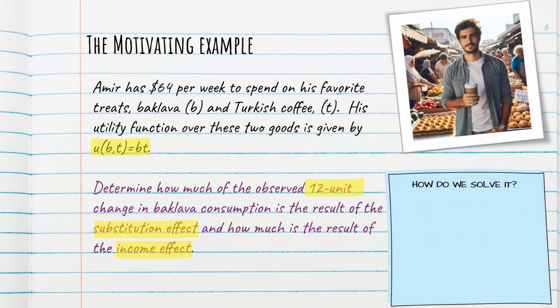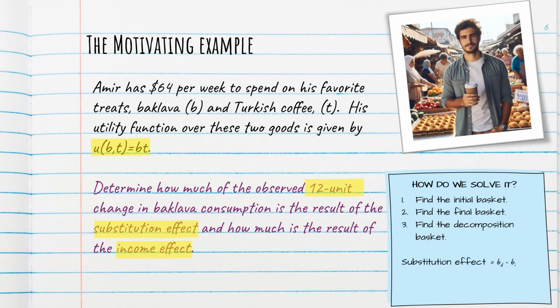Solving this problem is quite complicated. It's a multi-step process. First, we need to find the initial basket, the utility maximizing choice at the initial prices. Then we need to find the final basket, the utility maximizing choice at the final prices, the second set of prices. Finally, we need to find what's called the decomposition basket. Once we have that, it's a matter of subtracting. The substitution effect is the difference between the decomposition choice and the initial choice, and the income effect is the difference between the final choice and the decomposition choice.